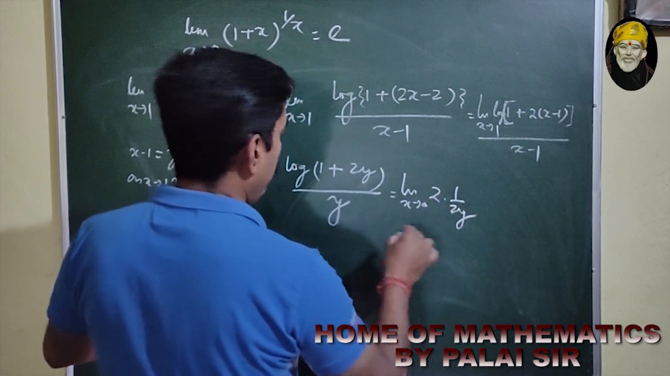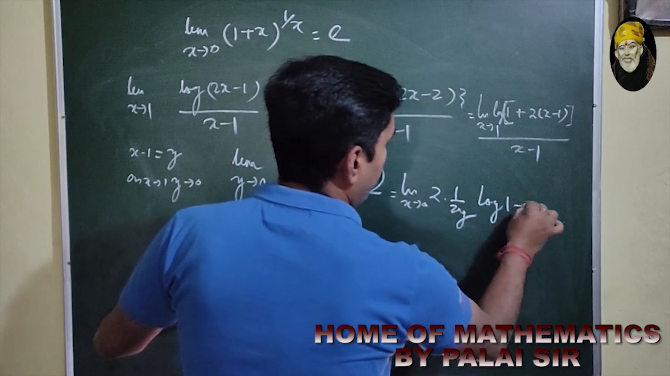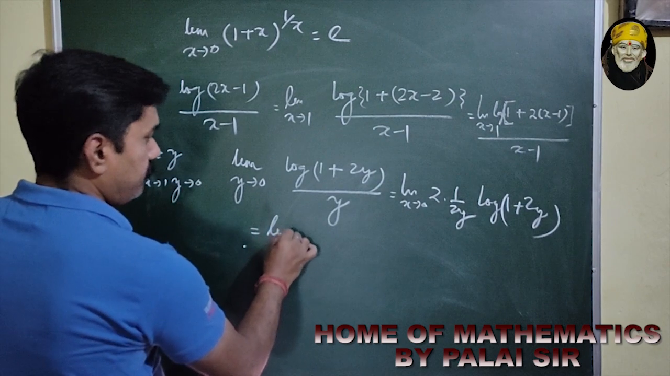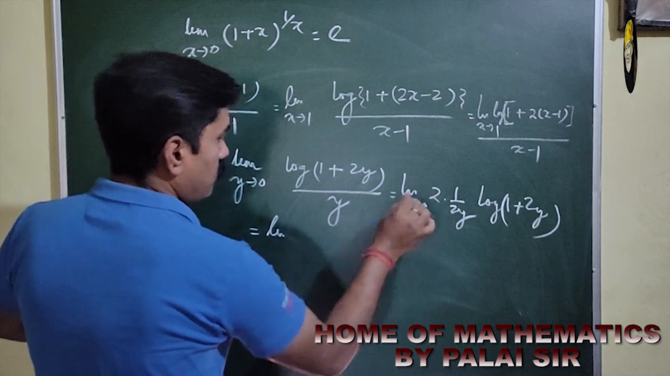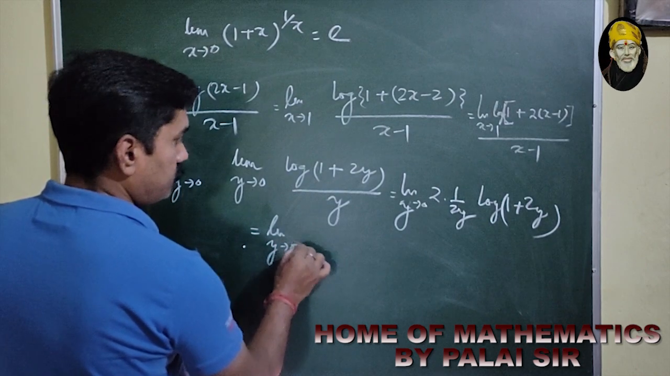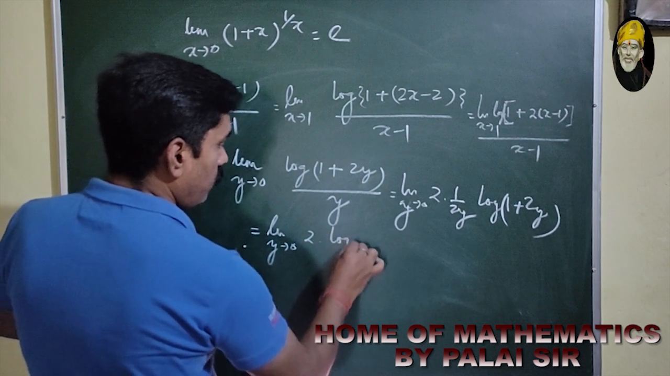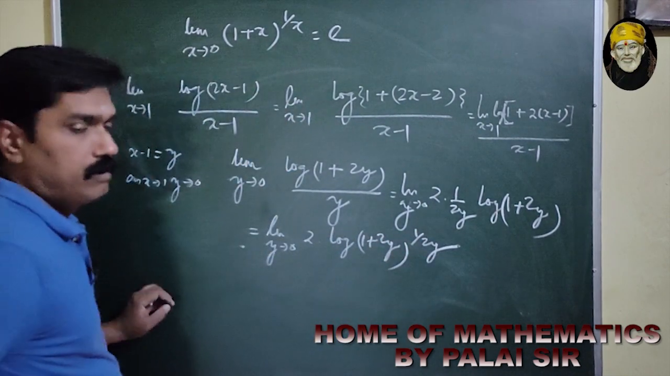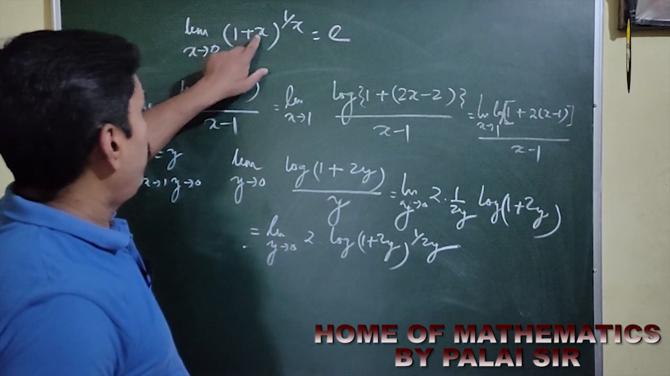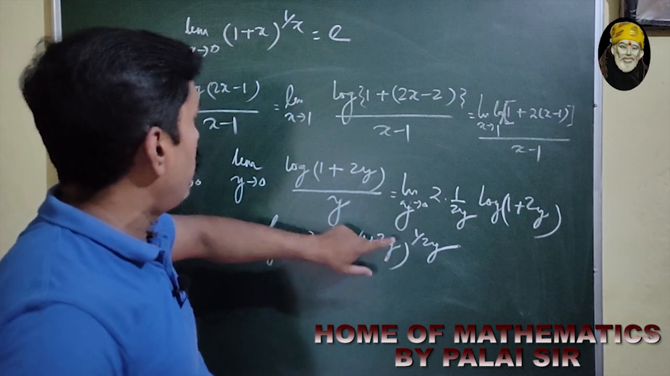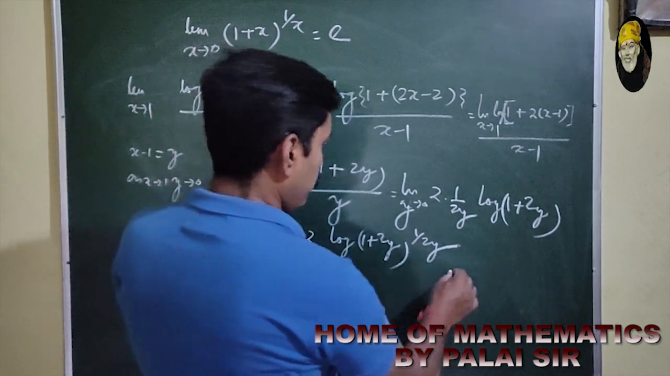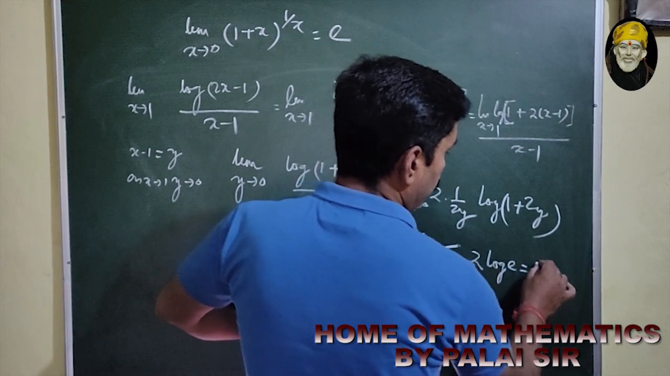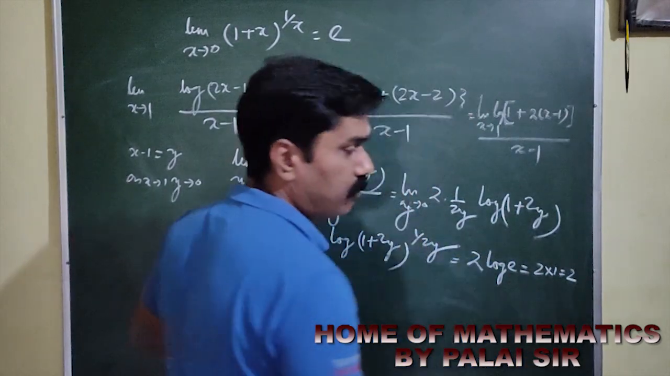The 2 cancels, so it is 1 by y, log(1 plus 2y). So what will be its value? Limit y tends to 0, 2 into log of (1 plus 2y) to the power 1 by 2y. Now it is in the same form, (1 plus x) to the power 1 by x, that is (1 plus 2y) to the power 1 by 2y. Its value will be e. So it is 2 log e. And you know the value of log e is 1. So its value you are getting is 2.